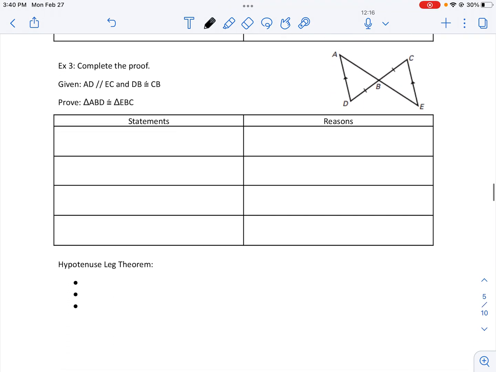On example 3, there's a couple different ways that you could go about this. You could do this in 3 steps, or you could do it in 4, depending on what your goal is, based on the parallel lines. So let's start off by going ahead and filling out the information we already know for a proof. So we already got 3 of the 8 boxes filled out.